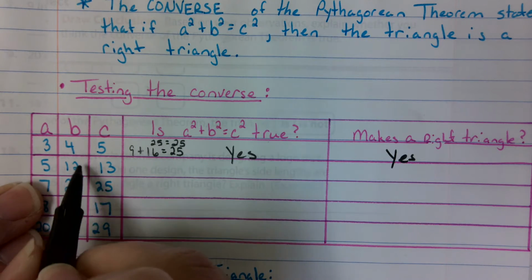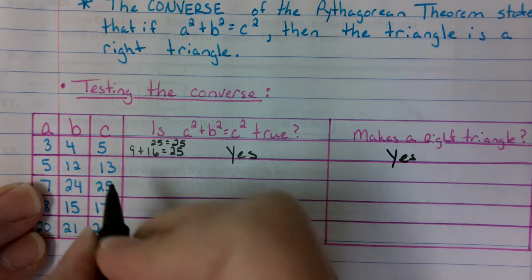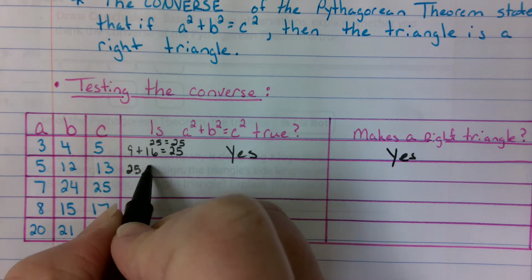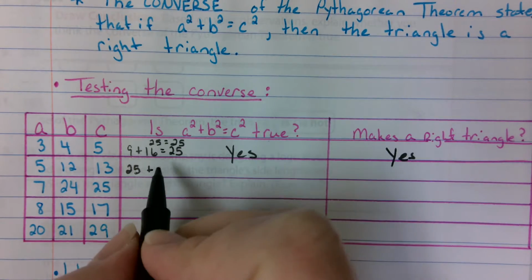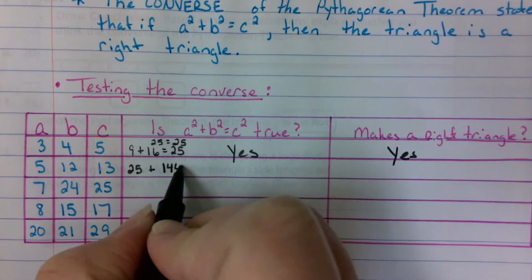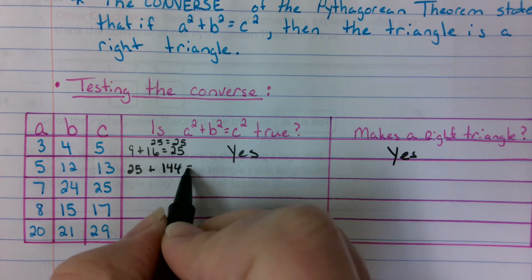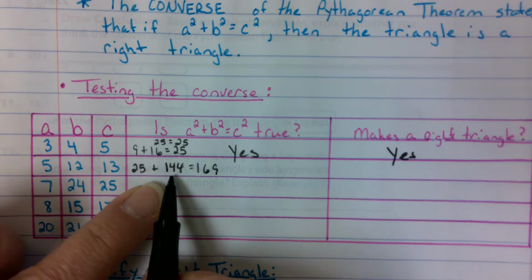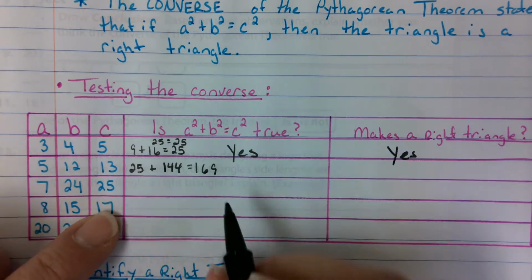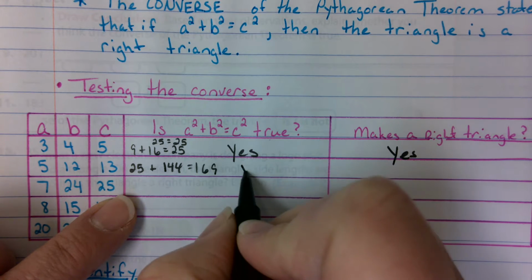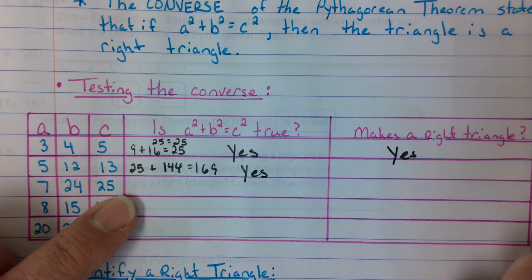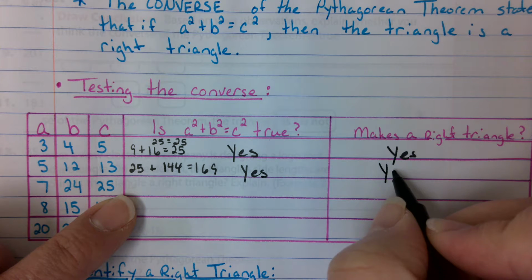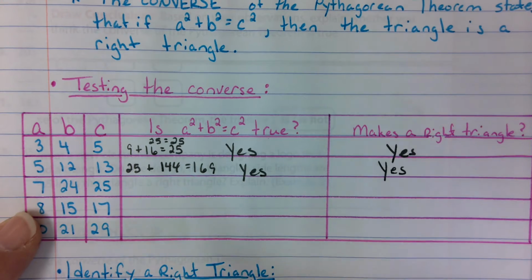Okay, now we're going to work on this one. We have two legs, 5 and 12, and then a hypotenuse of 13. So 5 squared, 25, plus our 12 squared of 144. Is that equal to 169? So let's add up 25 and 144. That is true. That is 169 equals 169. Yes, a squared plus b squared equals c squared. So we do have a right triangle.